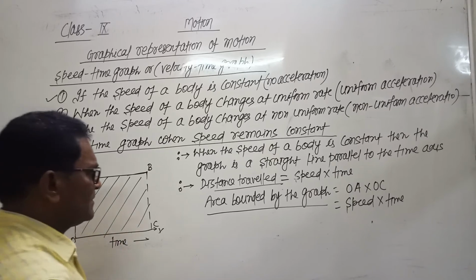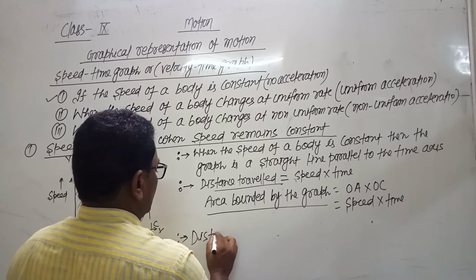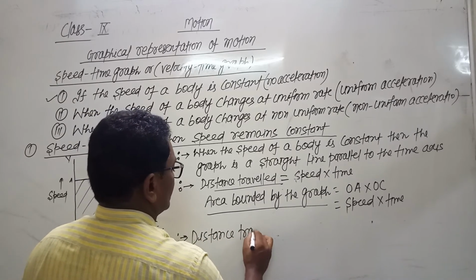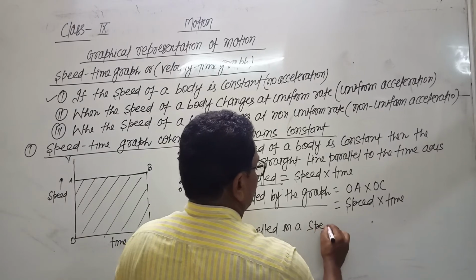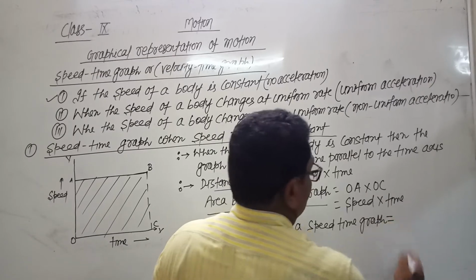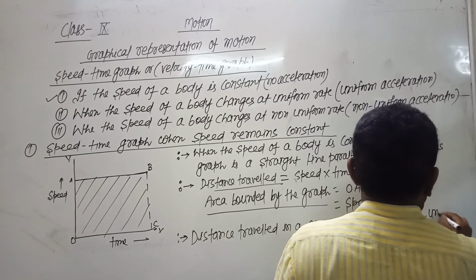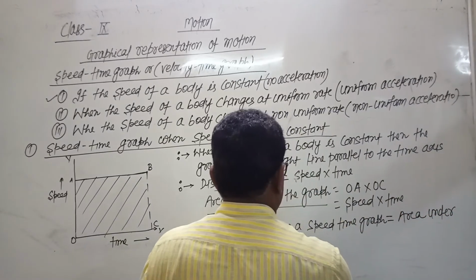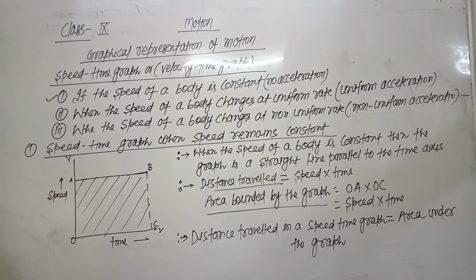So from a speed time graph, it gives the conclusion that distance travelled in a speed time graph is equal to the area under the graph, or the area bounded by the graph.